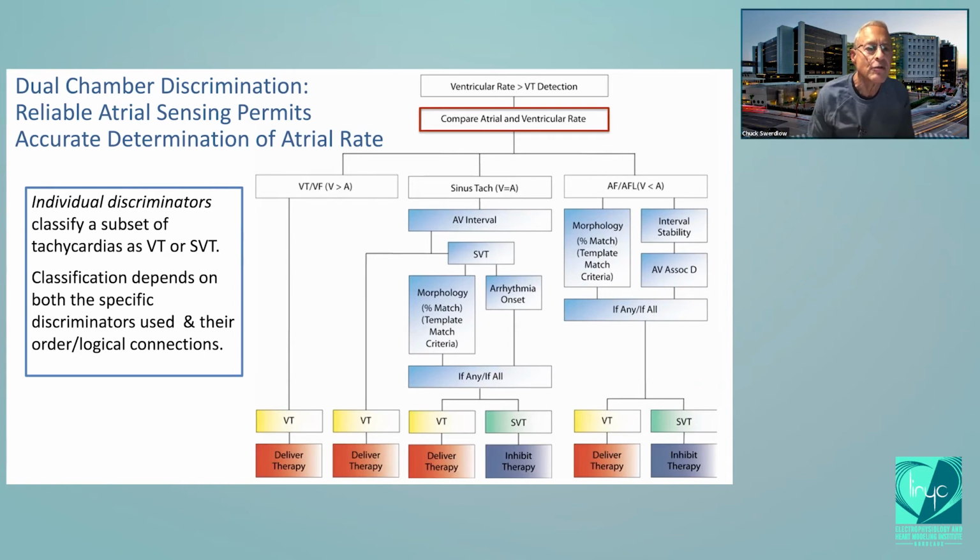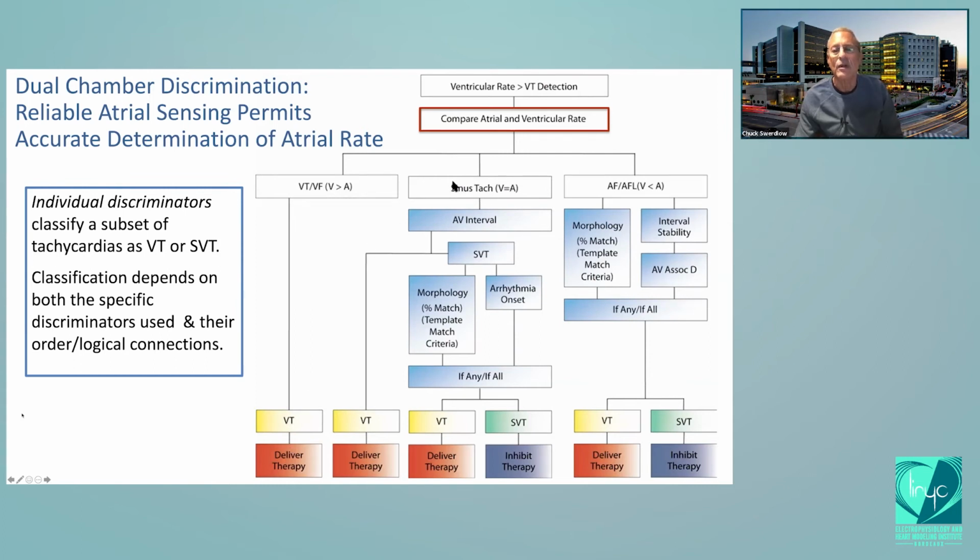When it comes to dual chamber discrimination, as I've discussed, the single most important step is comparison of atrial and ventricular rate. The reason is that if the ventricular rate is faster than the atrial rate, and this is done right, and actually St. Jude means if it's faster by more than a little bit, then we just deliver VT therapy. We don't think about it.